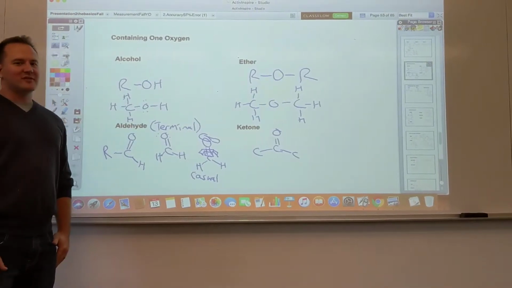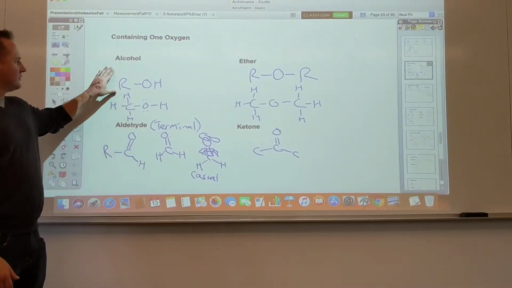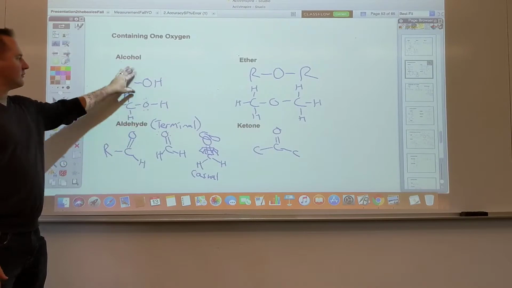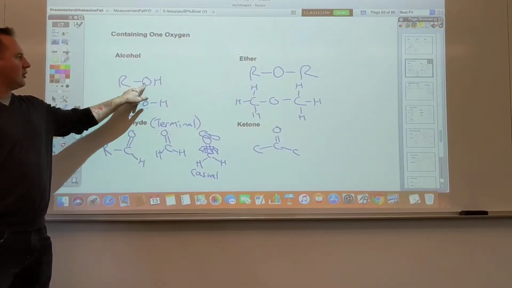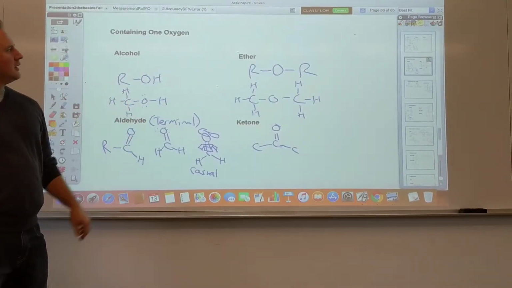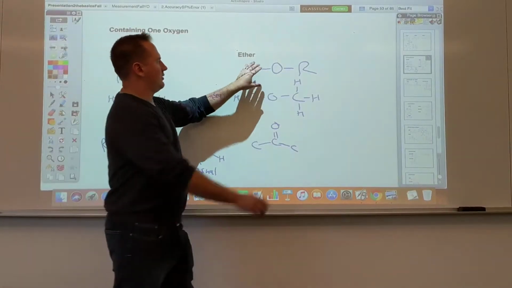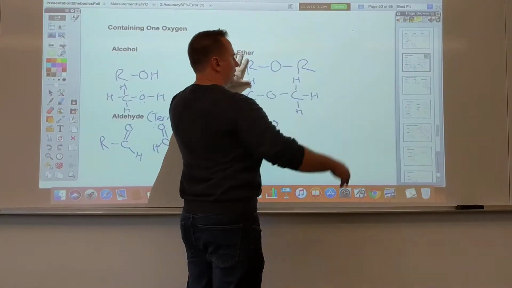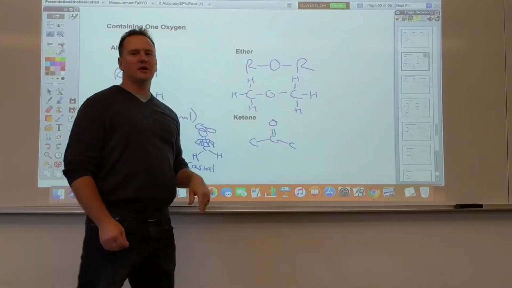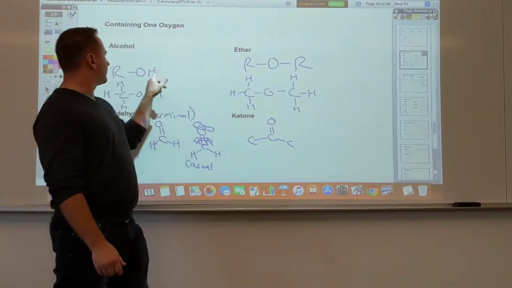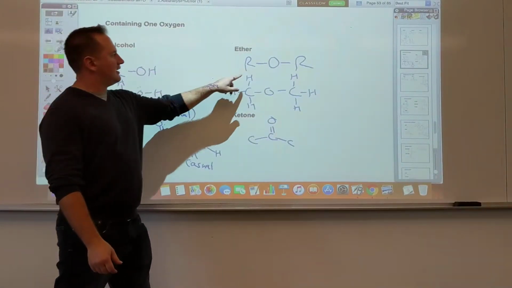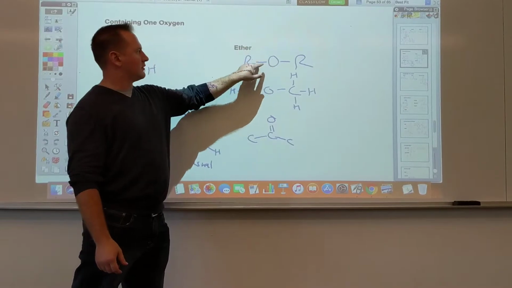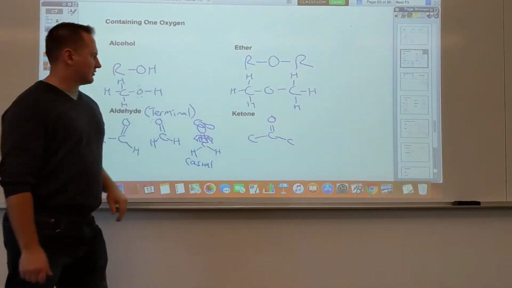Now we're going to talk about ones that contain just one oxygen. And the simplest one would be an alcohol, where you have the rest of the molecule, and then you have an O directly bonded to an H. An ether is when you have carbon chains, or the rest of the molecule, and then they're connected by a link to the oxygen. So this is essentially a primary oxygen. This is a secondary oxygen. So it's got two non-hydrogen things bonded to it.